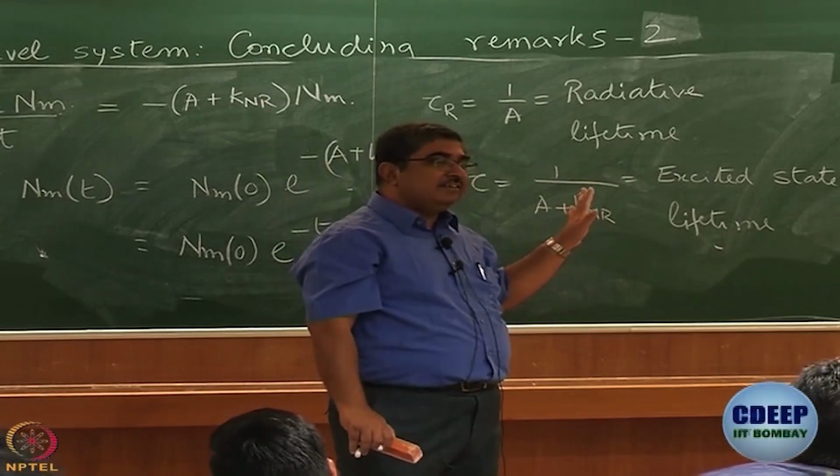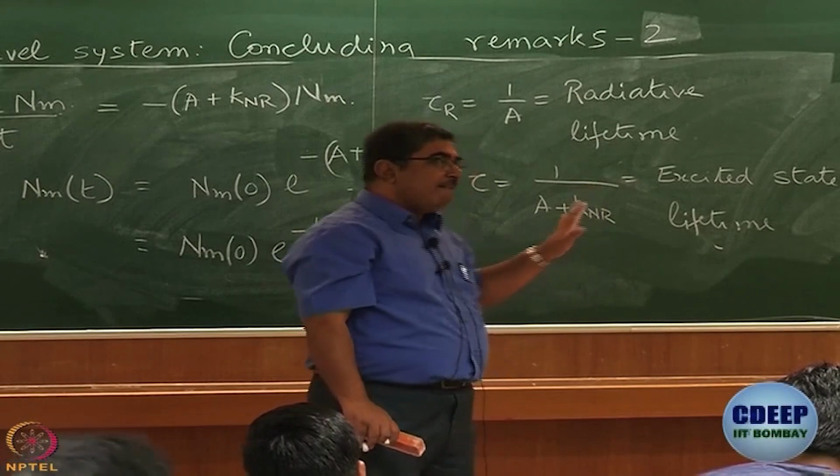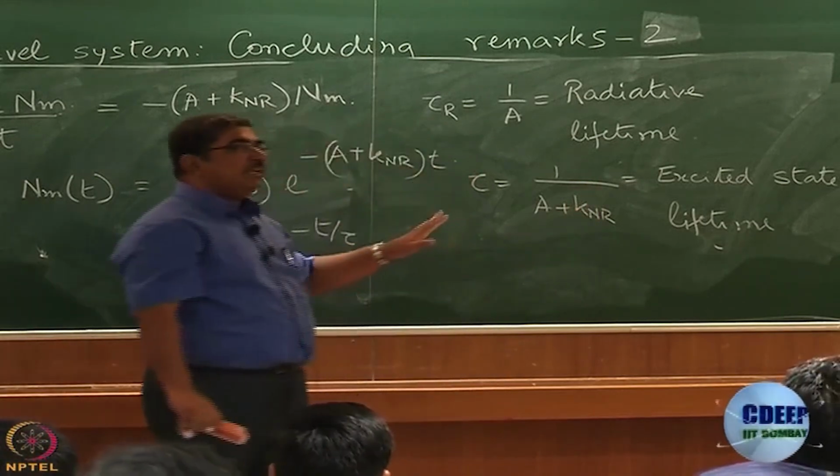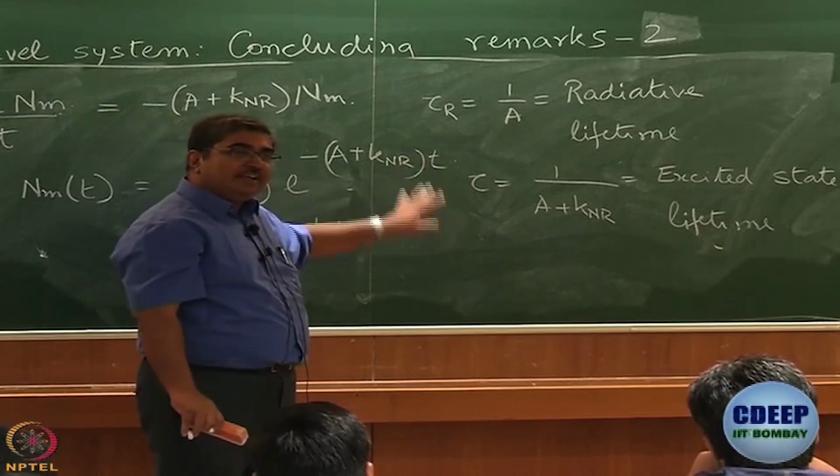Any question? Okay? Tau equal to 1 by A plus k_NR. Do we have any question here? Have you all understood? Can I go ahead? Great.